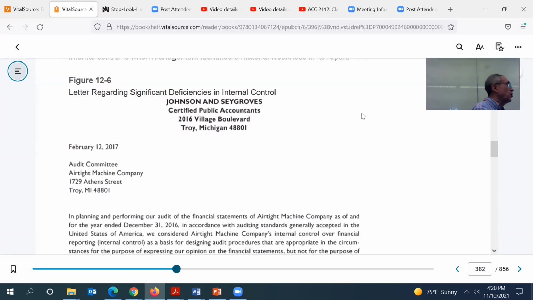I know that this one here came from PPC software, audit software that is, and PPC software contains samples of these letters. So with these samples, which are in template form, you just edit that template for your individual client there. So let's see. This one's from a CPA firm up in Troy, Michigan, to be sent to the audit committee of the Airtight Machine Company, also in Troy.